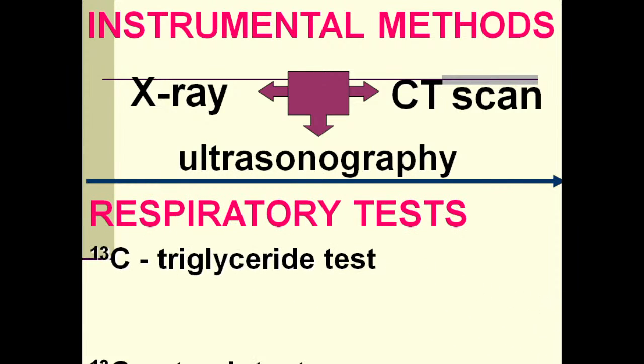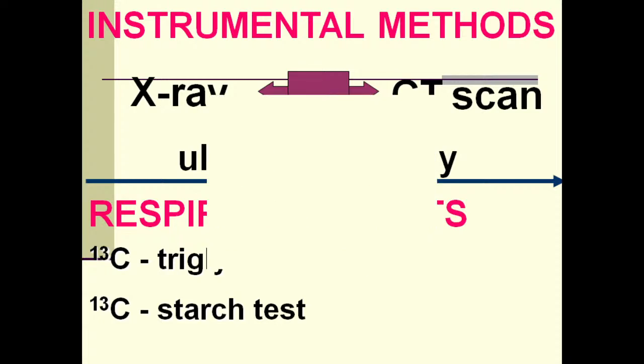Respiratory test is a widely used, comfortable method without any complication, without contraindication. We'll use two tests, triglyceride and starch, depending on the specific breakfast, but in both cases it's marked with carbon, which may be exhaled by the patient after eating.